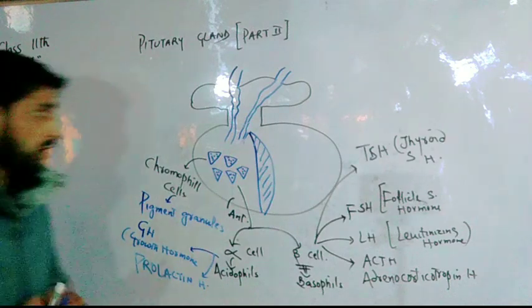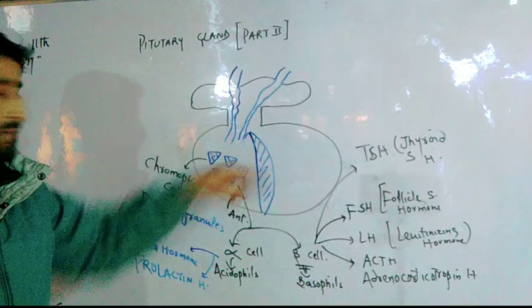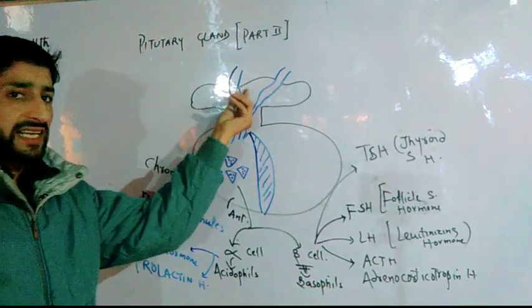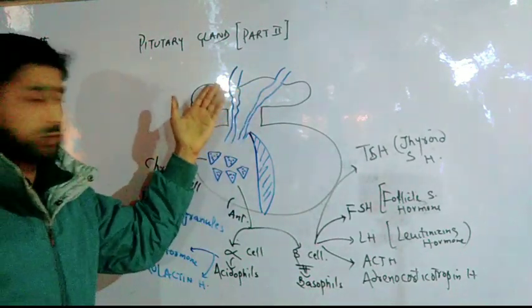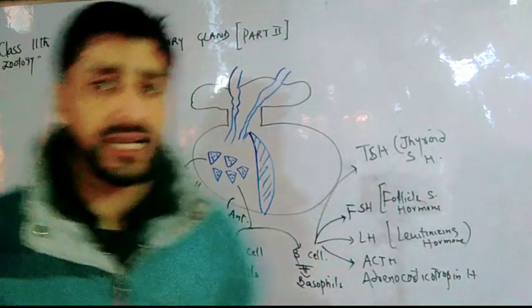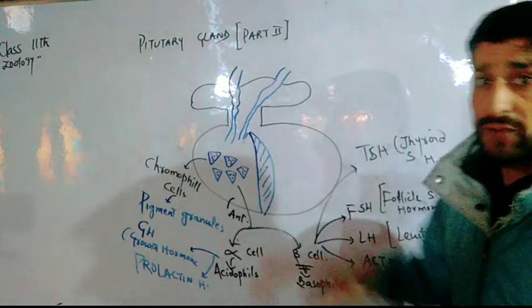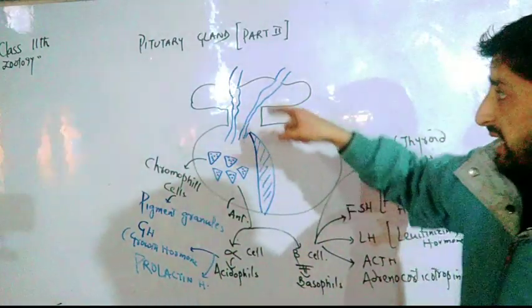Right now what I have told you is that from the hypothalamus, special neurosecretory cells are present. These neurosecretory cells produce hormones. These are known as neurohormones. These neurohormones are basically of two types. One is the releasing hormone, the second is the inhibiting hormone that we have discussed in our earlier class.